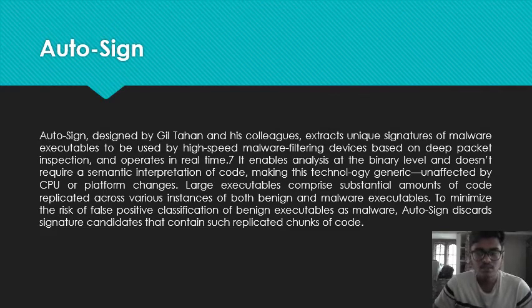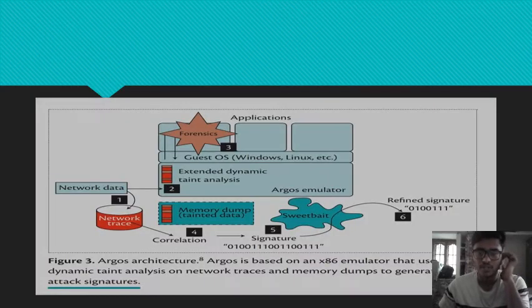Large executables comprise substantial amounts of code replicated across the various instances of both benign and the malware executables. To minimize the risk of the false positive classification of benign executables as malware, Autosign discards signature candidates that contain such replicated chunks of code. This is the Argos architecture.